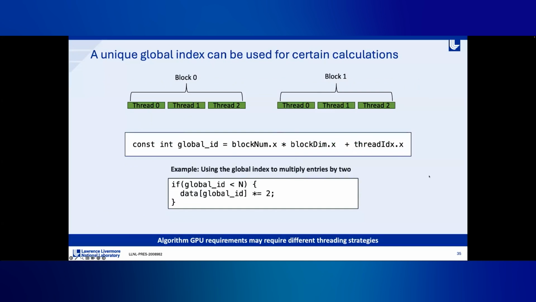Now, sometimes you might want to know what's my overall thread number, out of all the threads on the device, what number am I? You can compute that using this global ID: block number times block dimension plus thread ID. This might be familiar for a lot of people who've done anything in CUDA, but I bring this up because it's useful for the example we're going to go over.